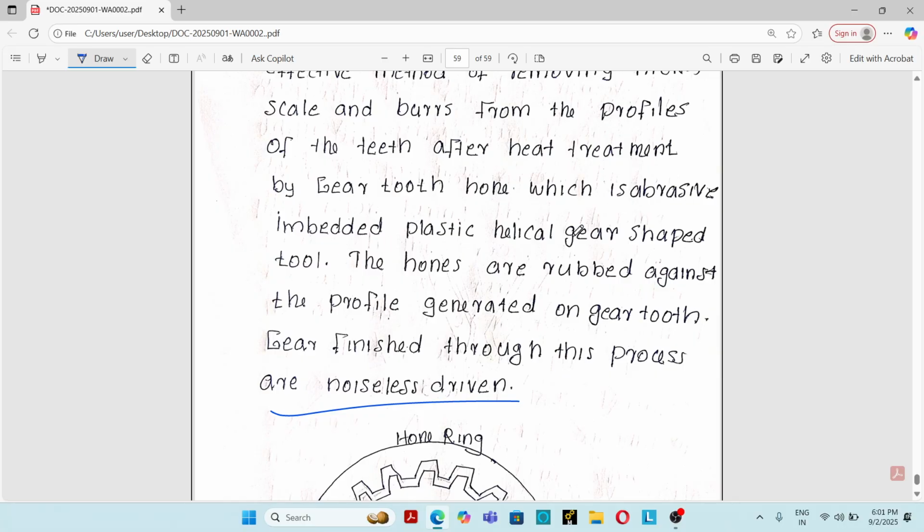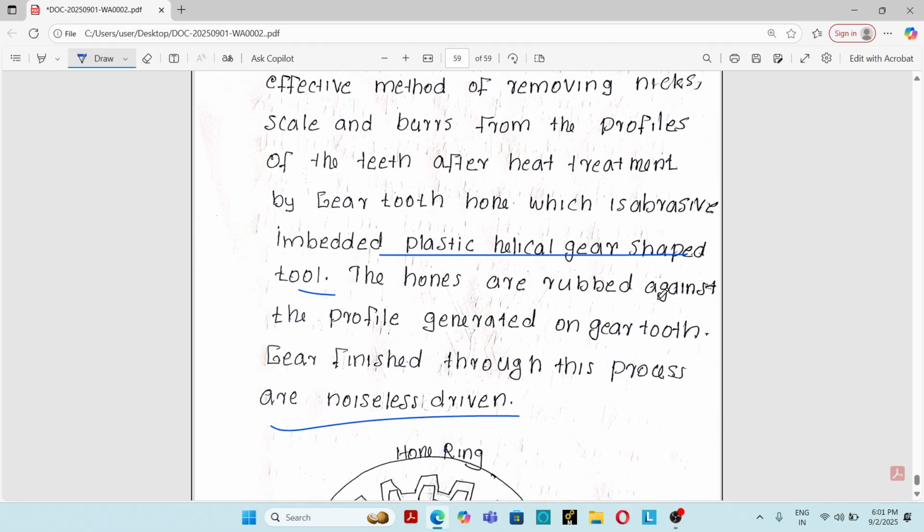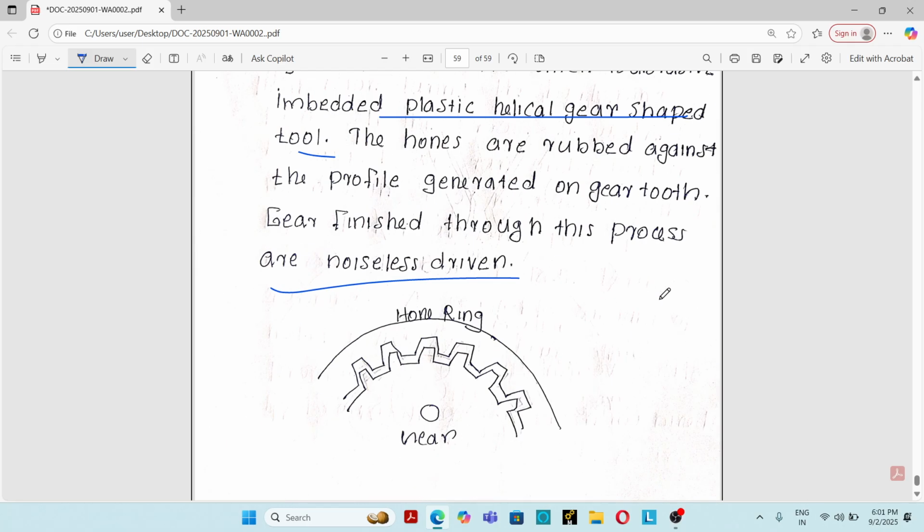abrasive embedded plastic helical gear shaped tool, and this honing process will take place. So these are the gear finishing processes.